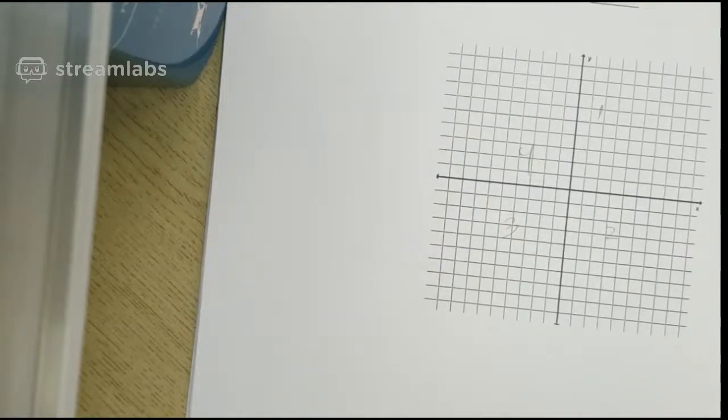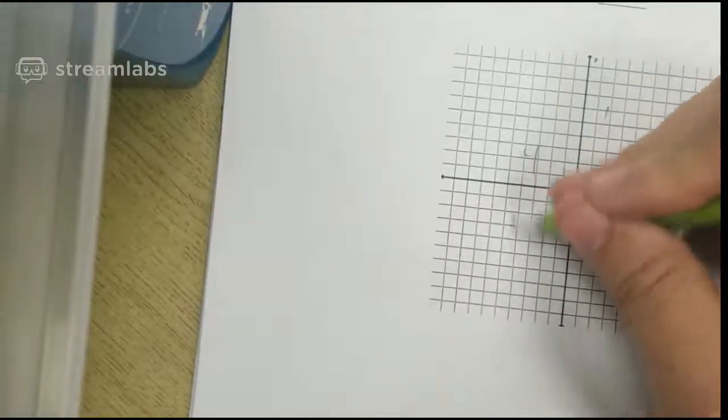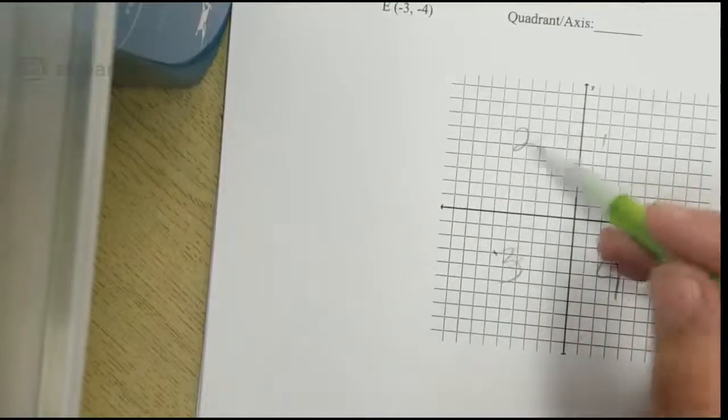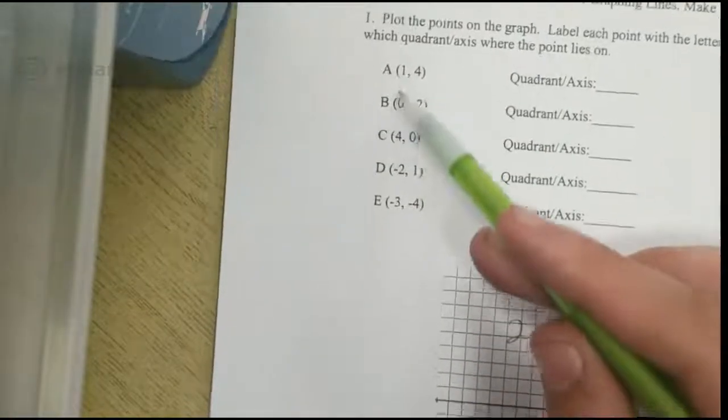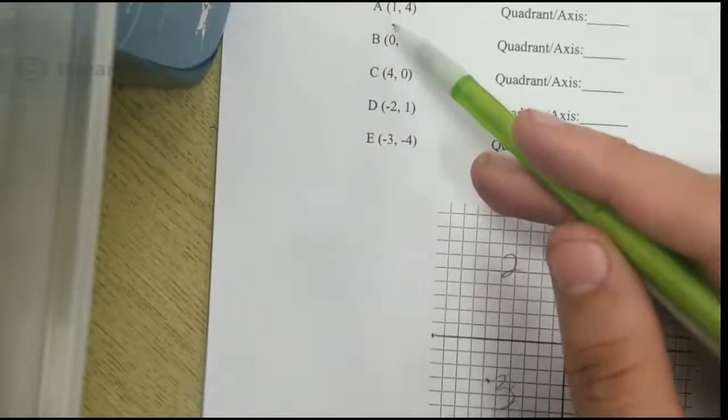Quadrant 1. Oh, I'm sorry, the wrong direction I went. So it should be 1, 2, 3, 4, like that. So it's counterclockwise, okay? 1, 2, 3, 4, like that. All right. So first it says plot the points. So why don't we plot the points.